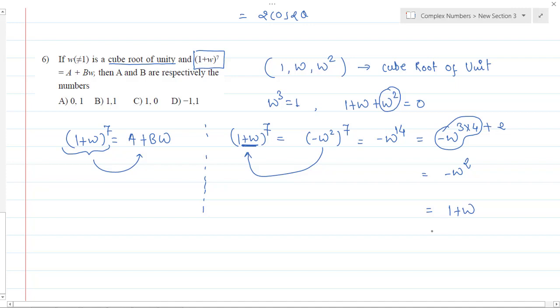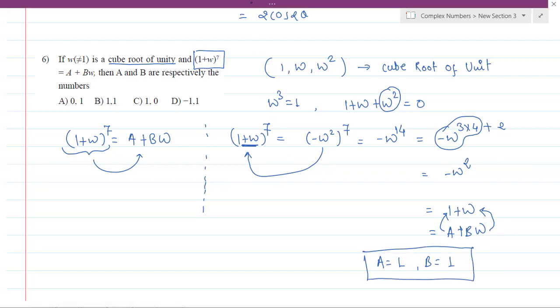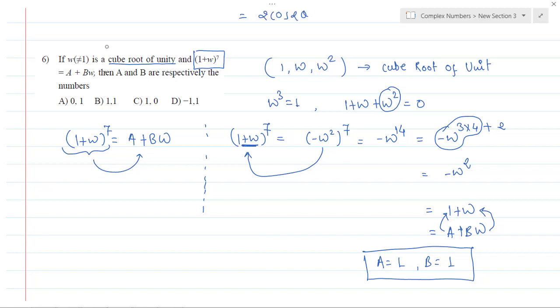Now compare this 1 plus w with a plus b omega. Give me the value of a. It is 1. Give me the value of b. It is the coefficient of w. The coefficient of w is 1. So what is your answer? a is equal to 1 and b is equal to 1. Which is the correct answer? Option B is correct. Okay, perfect. Now let's see the next question.